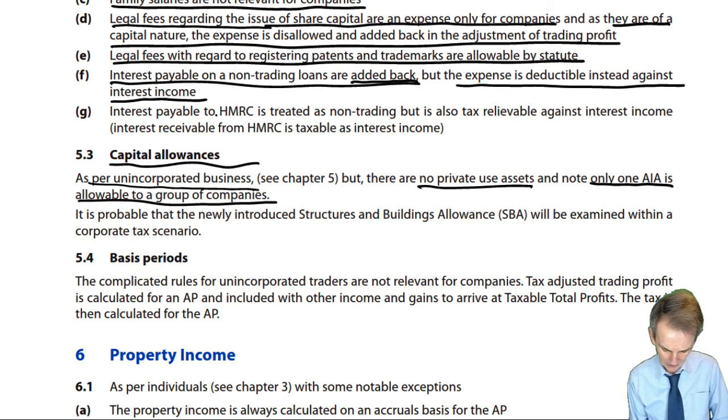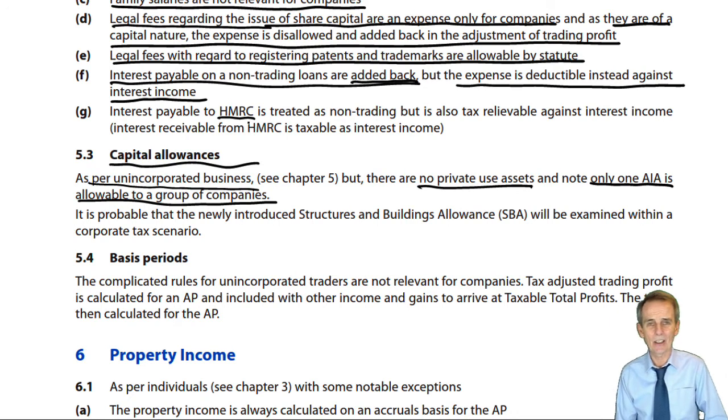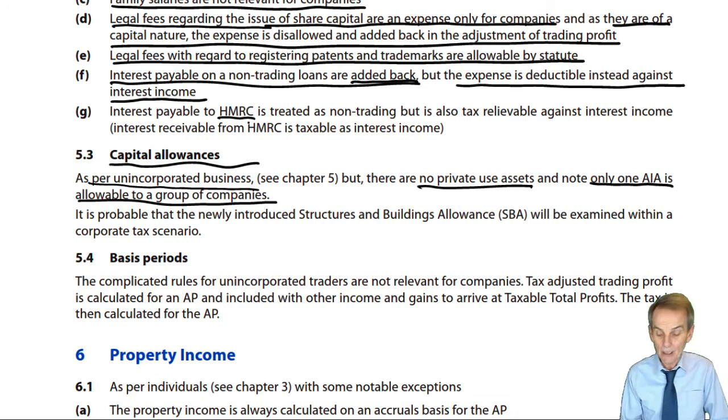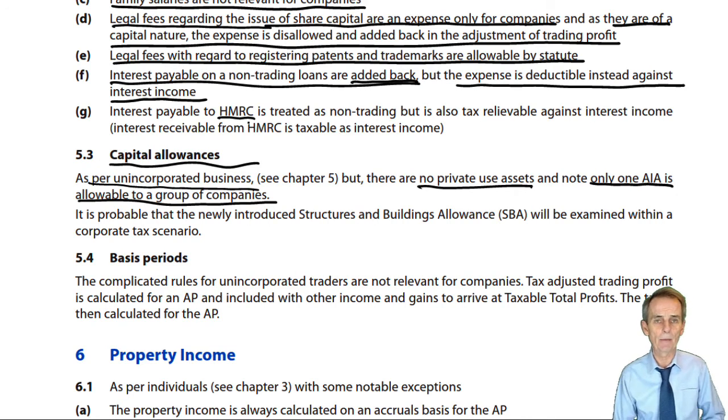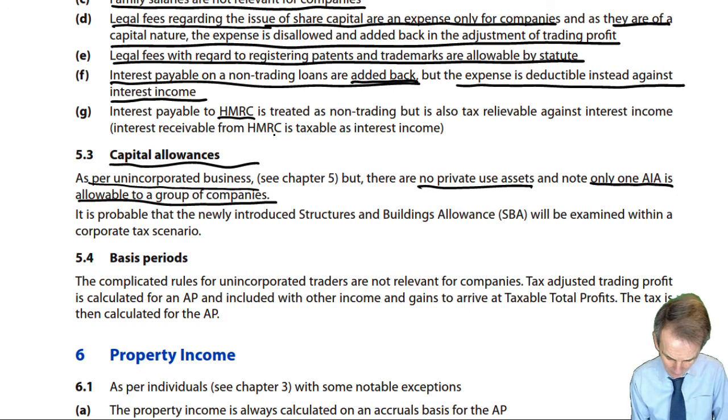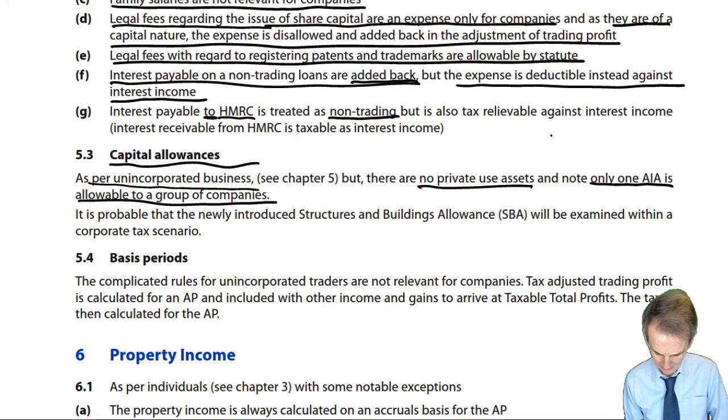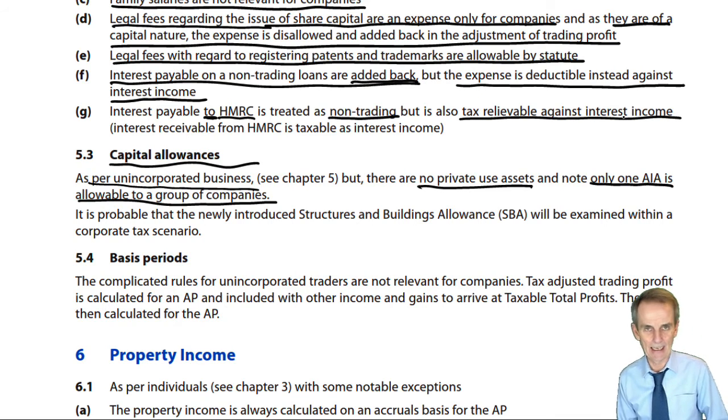You might also pay interest to HMRC, again on underpaid tax, on late paid tax. You have to pay interest. Now in income tax we learnt that any such interest payments did not achieve tax relief for the individual, and any such repayment supplements were not taxable income. That is different when it comes to companies. So interest payable to HMRC is non-trading, but is tax relievable, but again against interest income.